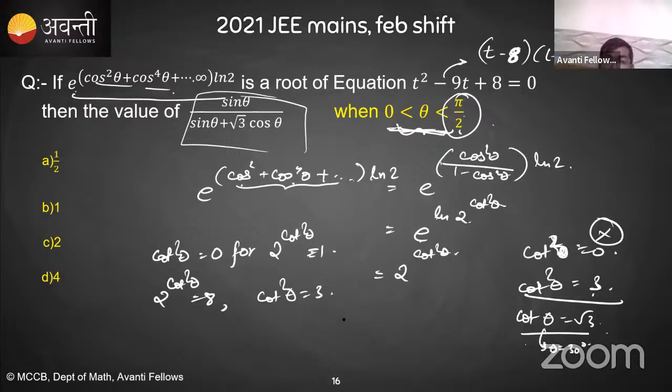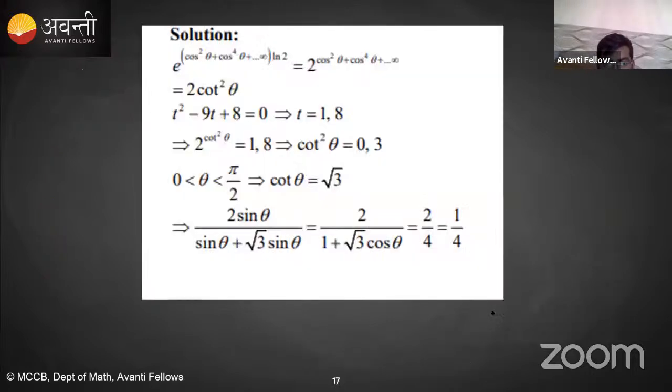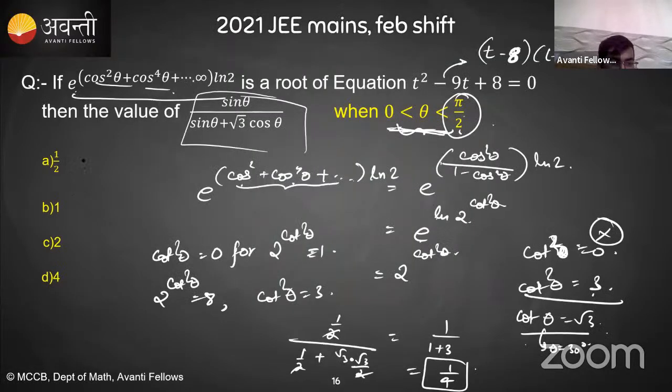So the value of sin theta upon sin theta plus root 3 cos theta is half upon half plus root 3 into root 3 by 2. So 2 will get cancelled. 1 upon 1 plus 3. So this will become 1 upon 4, right? Here we can see that the answer is 1 upon 4. The answer given to us in this should be 1 upon 4.